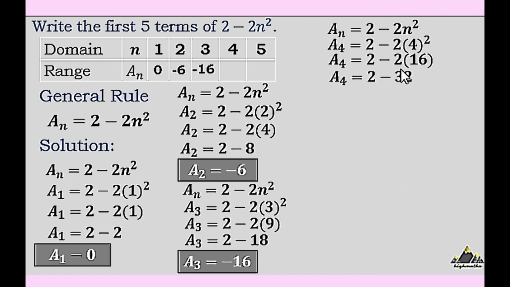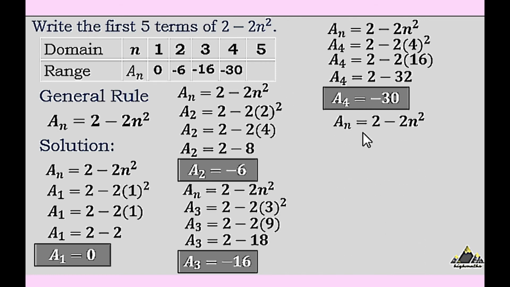We solve for 2 times 16. We obtain 32. And now we solve for 2 minus 32. We have negative 30. So, our fourth term is negative 30.